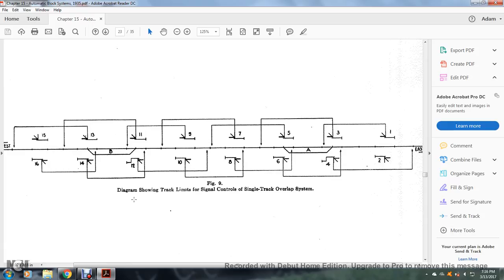Alright, figure 9 shows the diagram showing the track limits and the signal control of the single track overlap. Alright, 1 and 2, going from left to right, all the way up to 15, 16. The bottom side is your eastward, the top side is your westward.